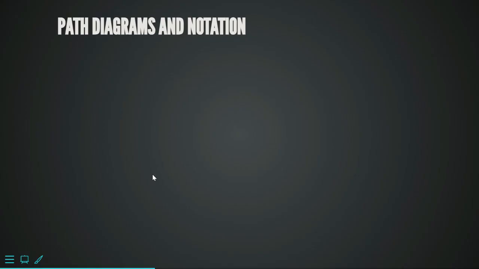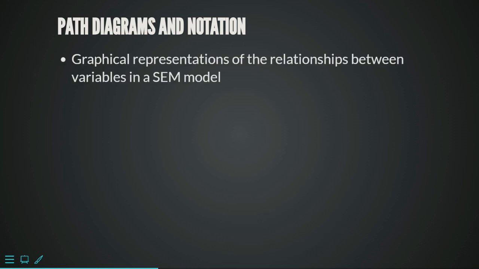So the next now is path diagrams and notations. What do we mean by path diagrams and notation? The diagram you actually saw earlier on is an example of a simple path diagram. A path diagram is a graphical representation of the relationship between variables in an SEM model. So now we have various variables in an SEM model, let's say 20. A graphical representation of these variables and the relationships between them is what is called a path diagram.